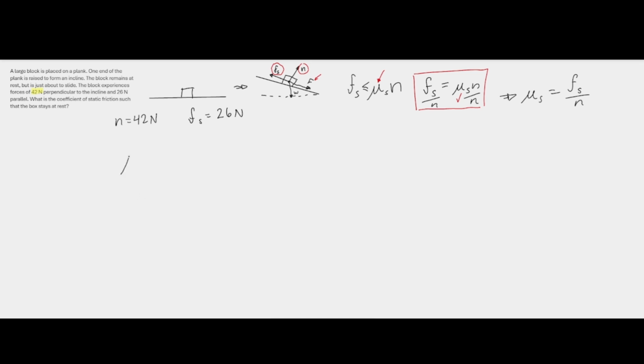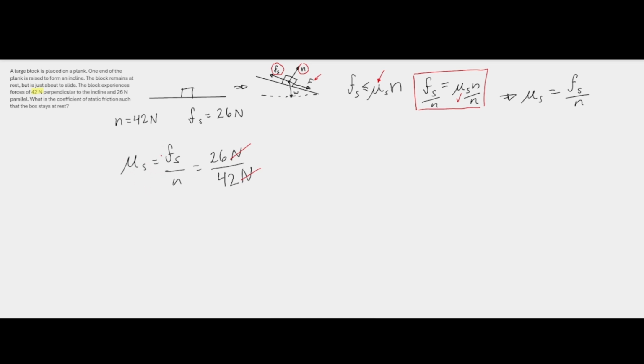So I'm just plugging in the values of the normal force and the force of static friction. And we can see that mu sub s is equal to, again, the force of static friction divided by the normal force. Plugging in these values, it is 26 newtons divided by 42 newtons. And like I mentioned previously, the coefficient of static friction does not have any units. When you divide newtons by newtons, you get 1. So there are no units in this value. This is a scalar quantity.